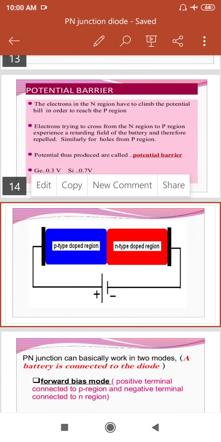This is the diagram of the P region and N region terminals connected to a battery. The P-type is the doped region, and so is the N-type. The P-type terminal is connected to the positive terminal, and the N-type is connected to the negative terminal of the battery. If the connection is reversed, then it is reverse bias and the diode acts as an open switch. The polarity of the material is the same. Next slide.